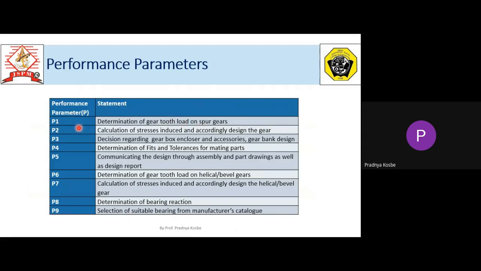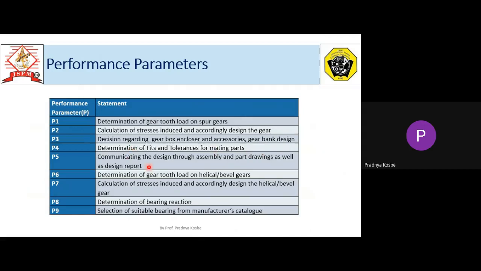First, P1, that is determination of gear tooth load on spur gears. P2, calculation of stresses induced and accordingly design the gear. Then in the third performance parameter, decision regarding gearbox enclosure and accessories and gear blank design will take place. After that, in P4, determination of fits and tolerances for the mating parts.